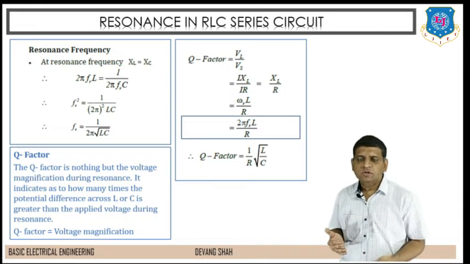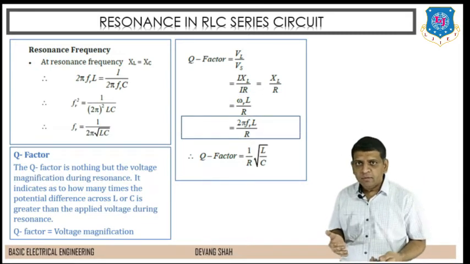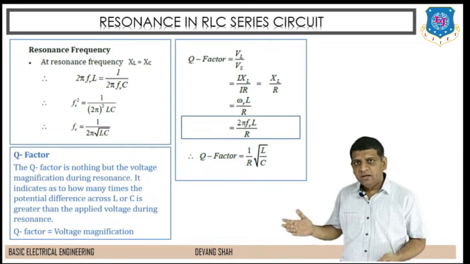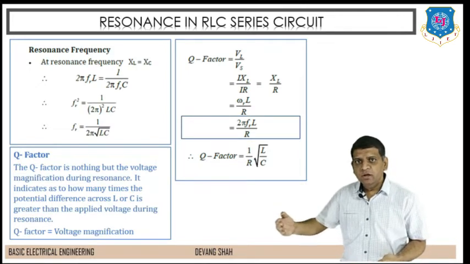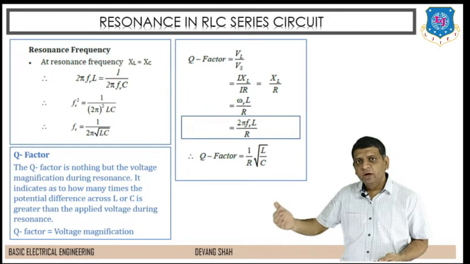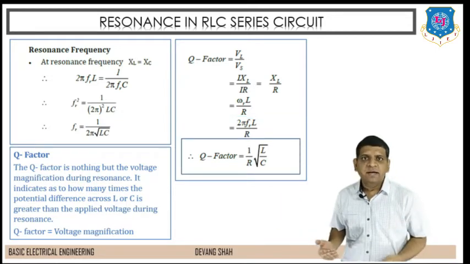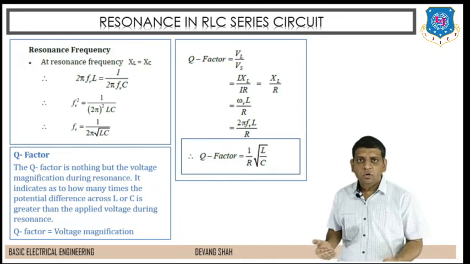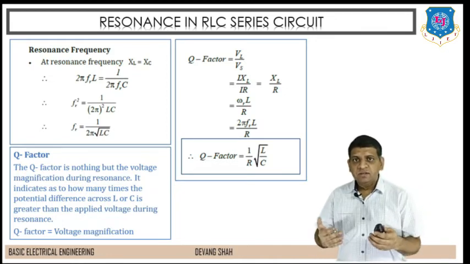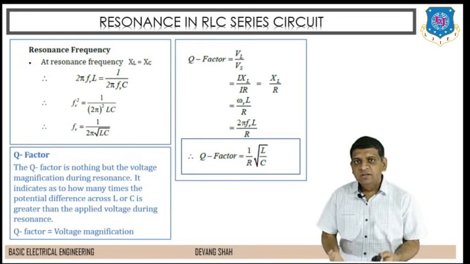So if you put 2 pi Fr into L divided by R, and if you put here the value of Fr is equal to 1 by 2 pi under root L and C, then you can find the Q factor, that is equal to 1 by R under root L by C. Now see, this particular equation will say something.